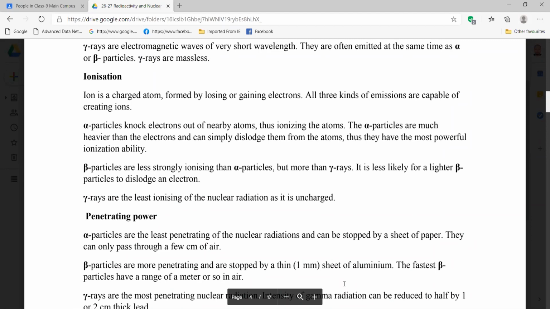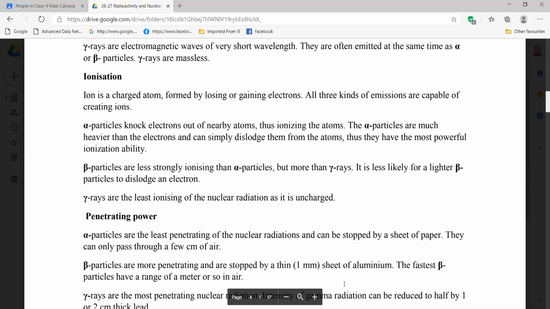Whatever you got from our discussion, you can just repeat about alpha, beta, gamma ionization. Okay, so when alpha particles ionize, they pick up the electrons out of the atom. That's one thing. And during gamma radiation, the gamma rays also dislodge the electrons from the atom. What about beta?